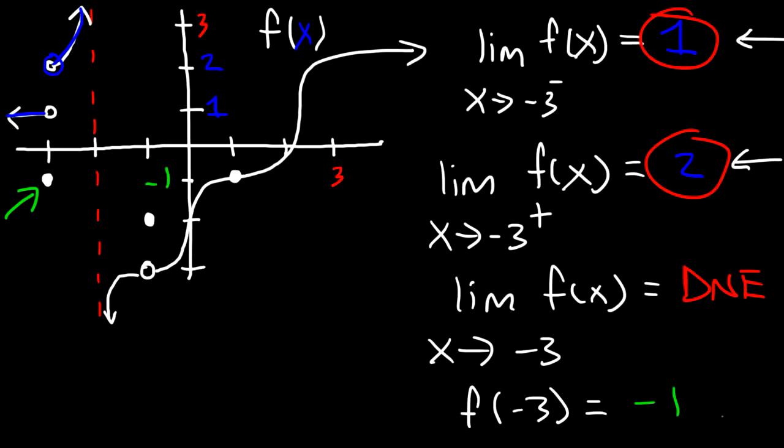Now, whenever the limit doesn't exist, you have a certain type of discontinuity. This particular discontinuity is known as a jump discontinuity because there's a disconnect in the graph. A jump discontinuity is also known as a non-removable discontinuity.